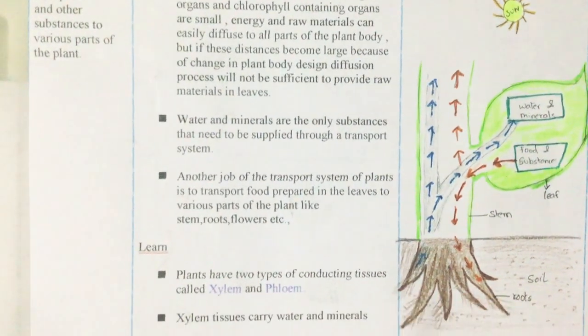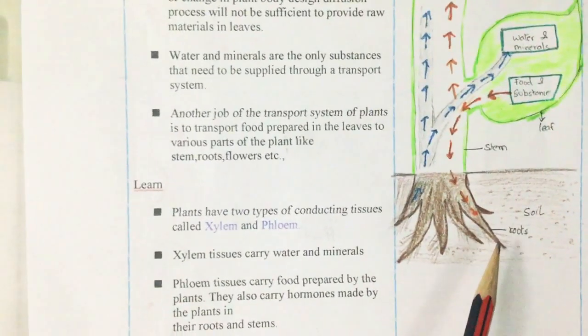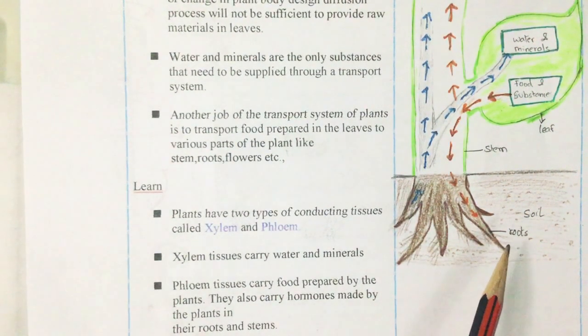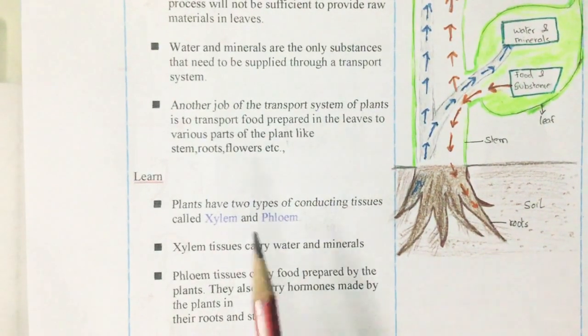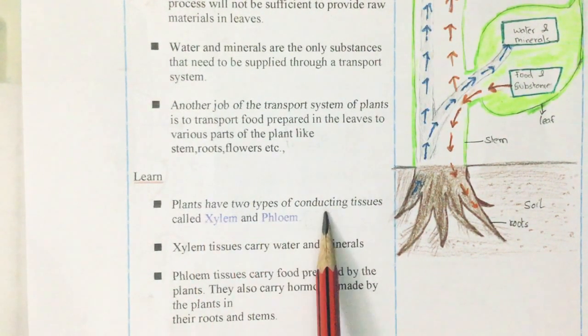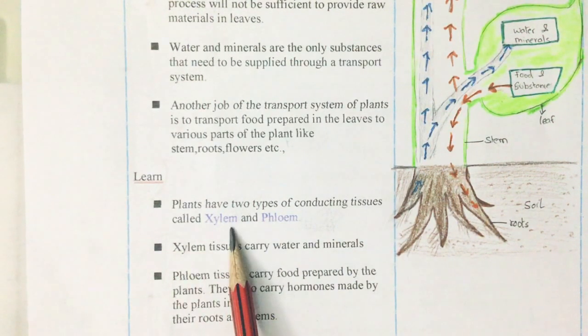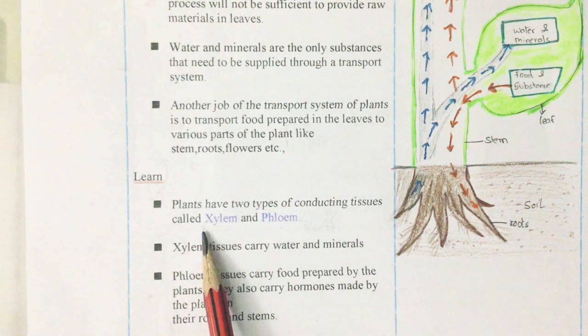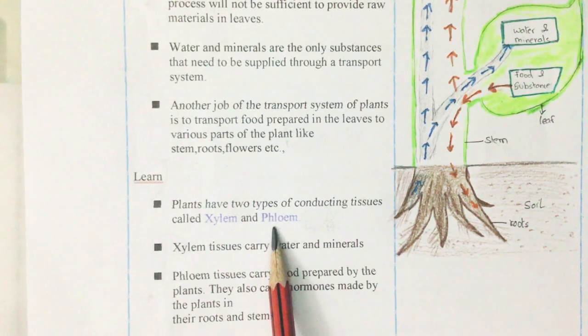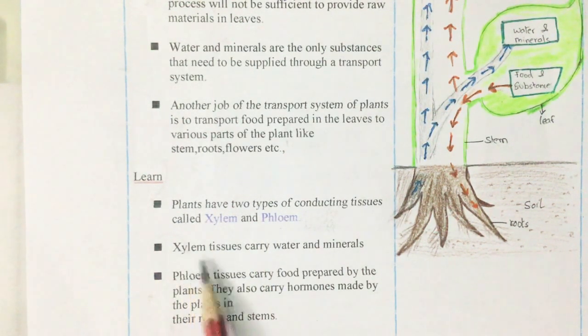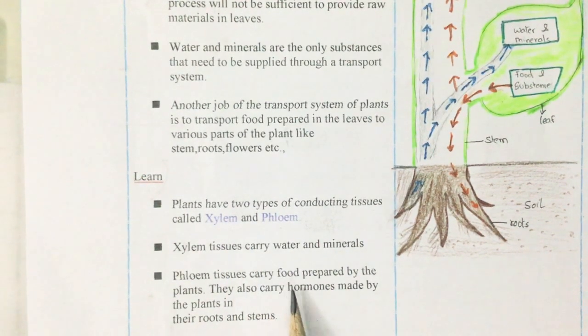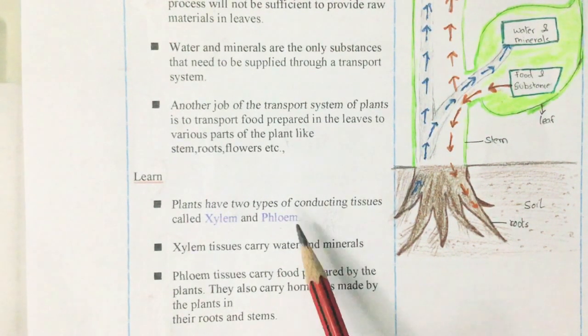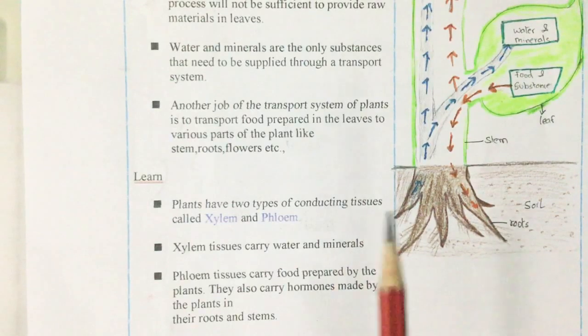Now, what we have to learn under the concept of transportation system in plants is that plants have two types of conducting tissues called xylem and phloem. Please learn the spelling xylem and phloem. Xylem tissues carry water and minerals, while phloem tissues carry food prepared by the plants. They also carry hormones made by the plants in their roots and stems. This is what you have to learn under this concept.